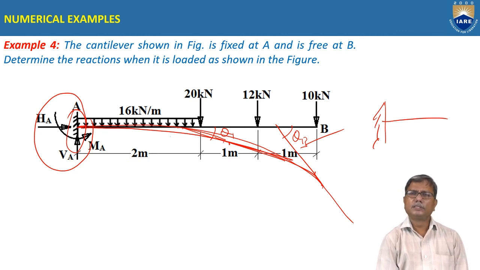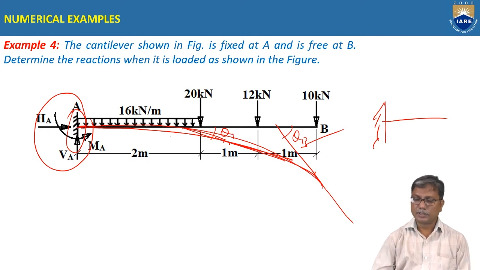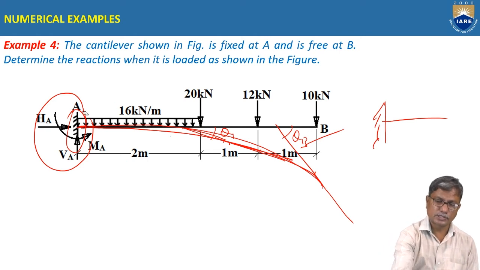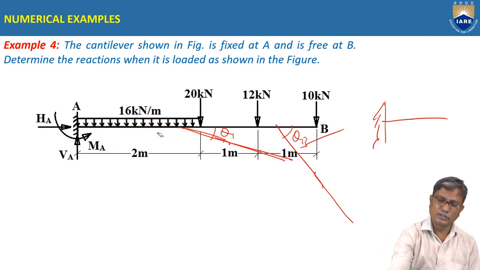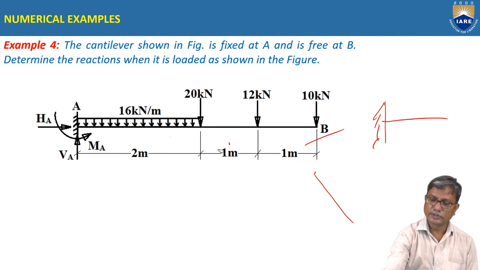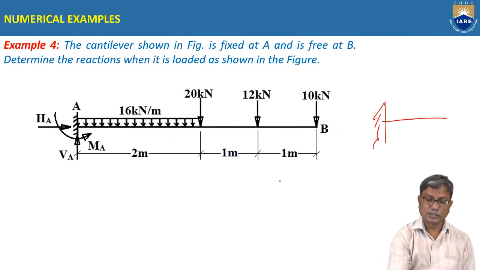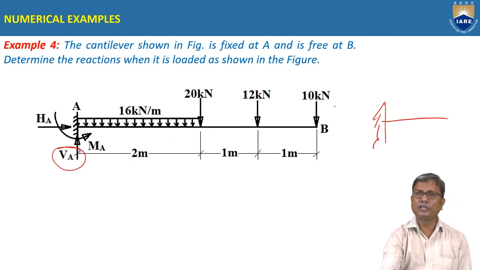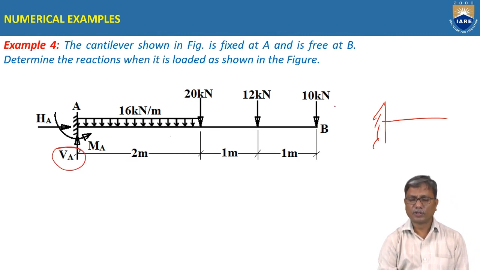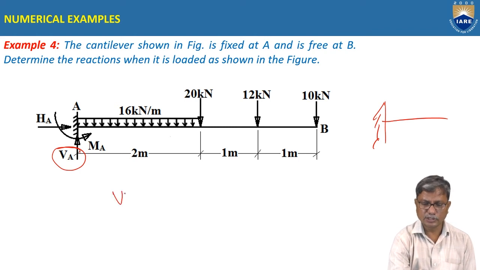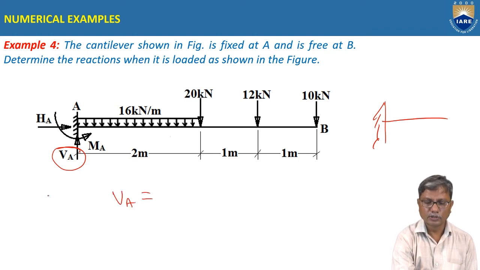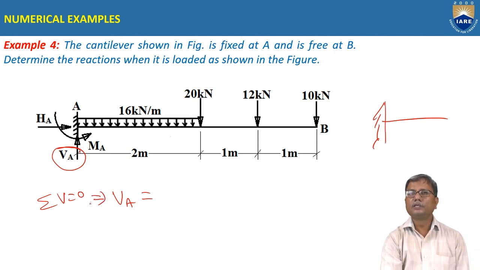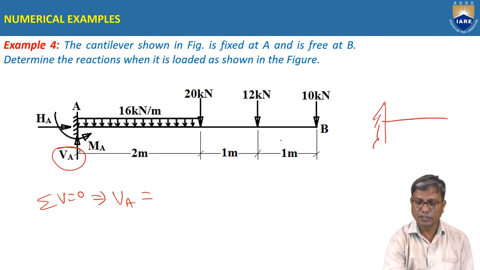So in case of a cantilever, finding out the reactions is simple, because you will get the vertical reaction directly by adding up all the forces, because the sum of vertical forces is 0, isn't it? Sigma V equal to 0. That implies VA, which is upwards, is equal to the sum of all the loads.